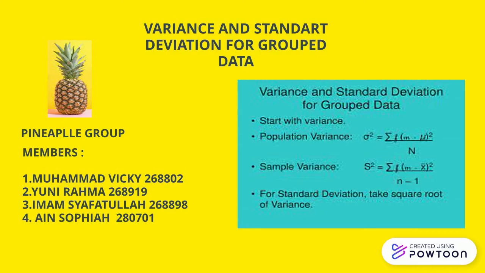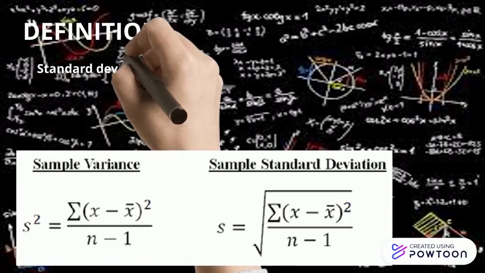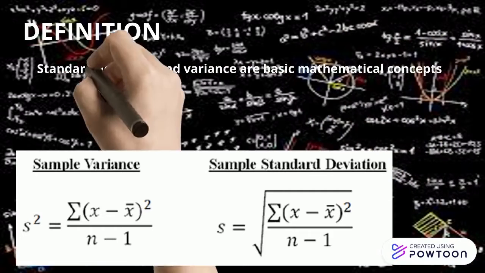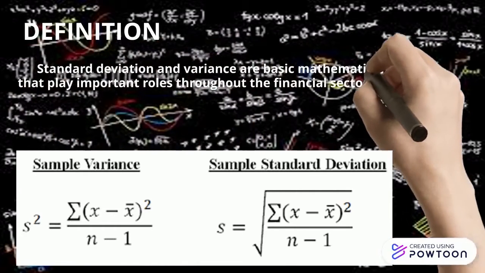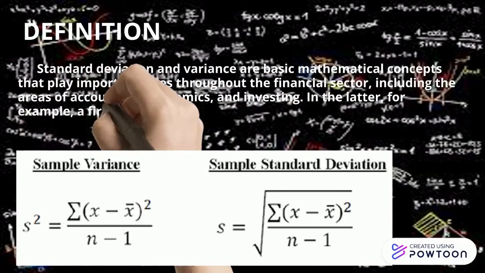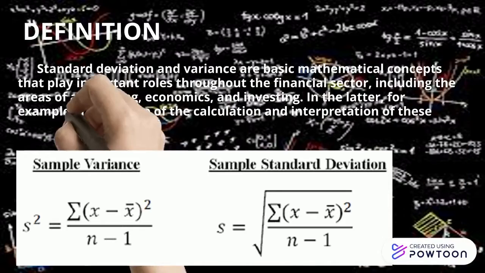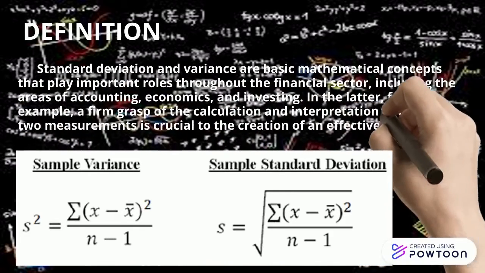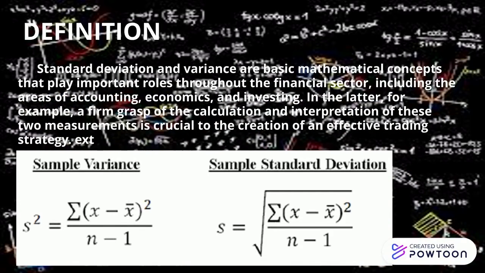And here we discuss variance and standard deviation for group data. By definition, standard deviation and variance are basic mathematical concepts that play important roles throughout the financial sector, including the areas of accounting, economics, and investing. In the latter example, a firm grasp of the calculation and interpretation of these two measurements is crucial to the creation of an effective trading strategy.